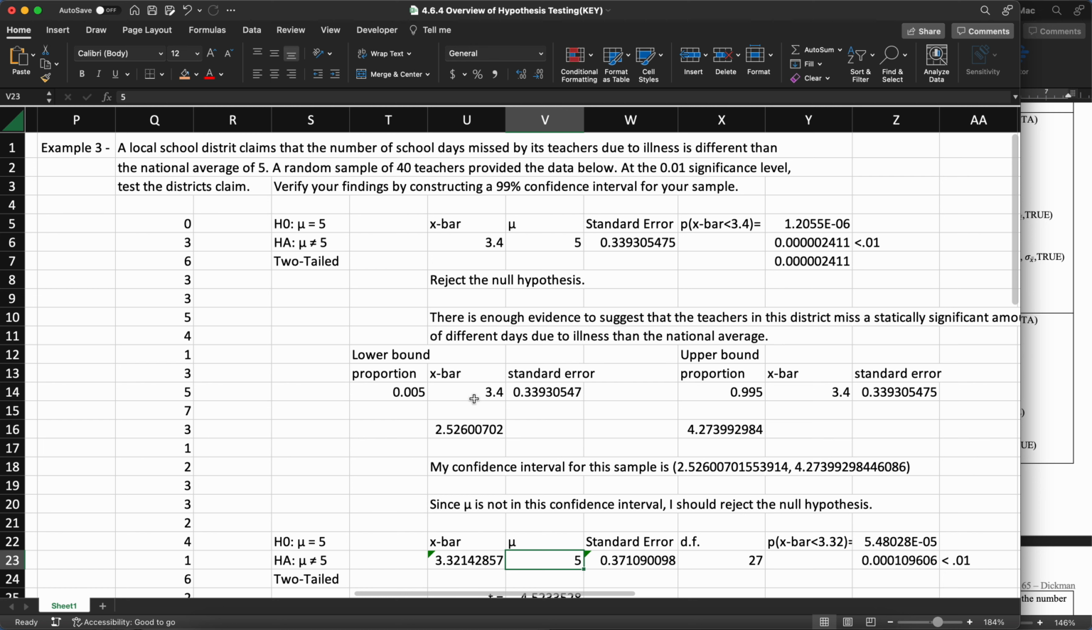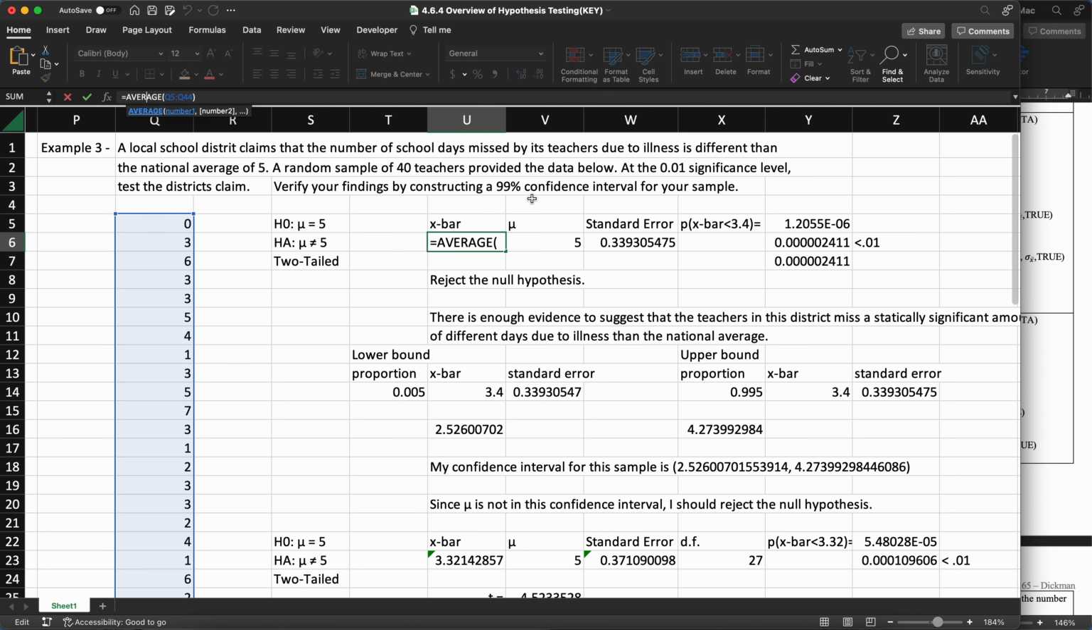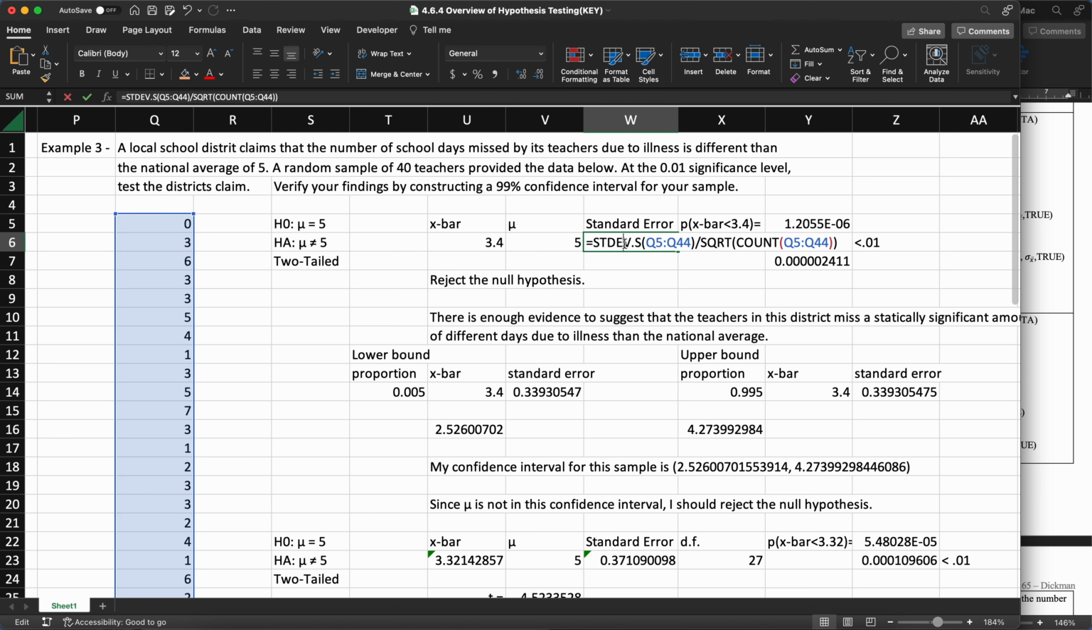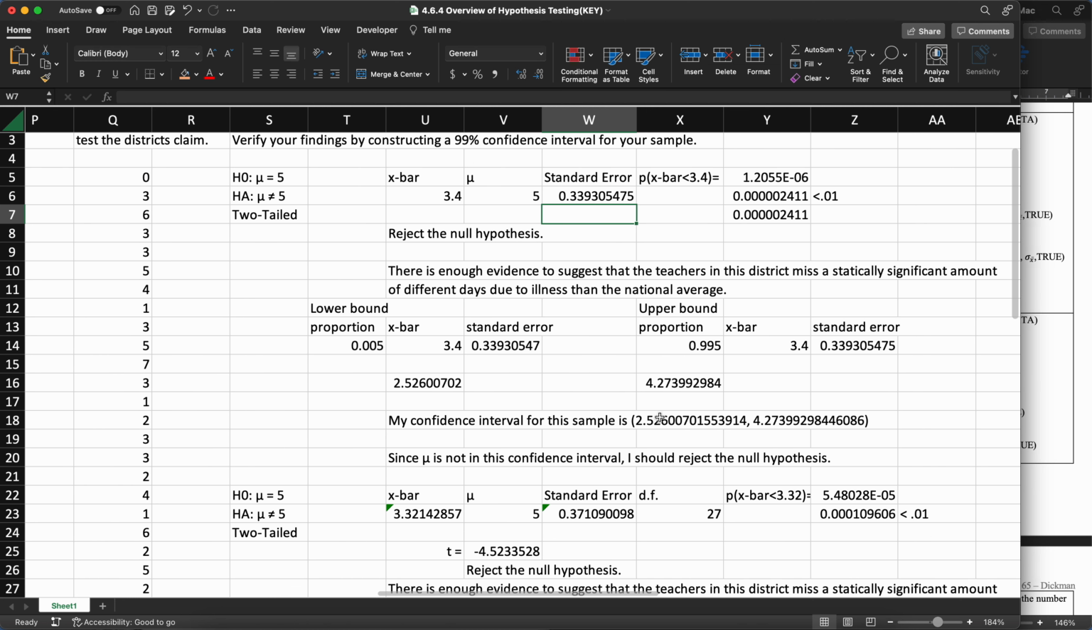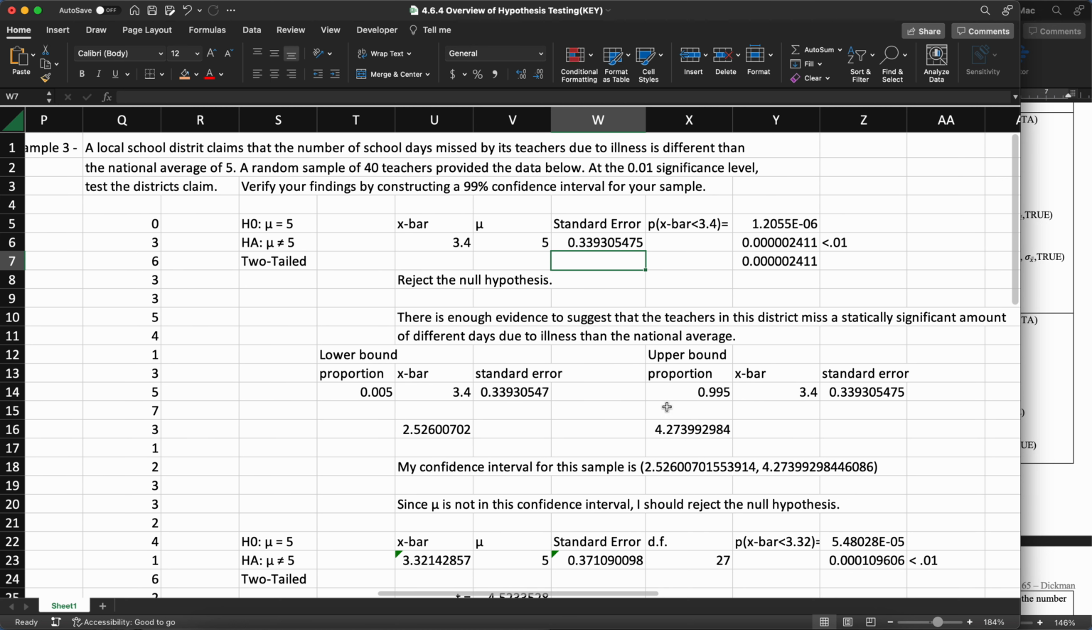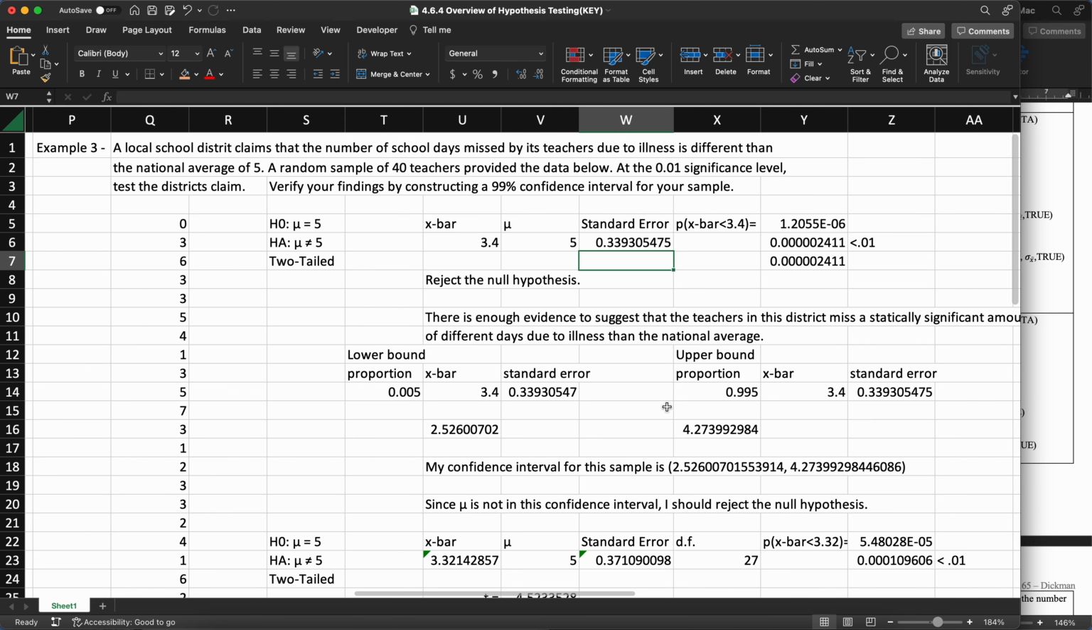So that's how we go through this process again, just using when we're given a sample. The big difference is we have to calculate X bar using my average formula, and we have to calculate the standard error using standard deviation and other built-in formulas. But the rest of the process is exactly the same. And what we also got to see here was a two-tailed test. In the next video, we're going to do an example that has population proportions, and then we'll be done.